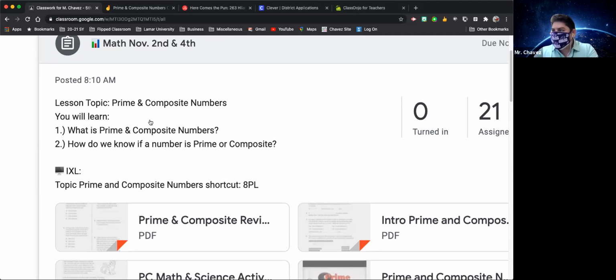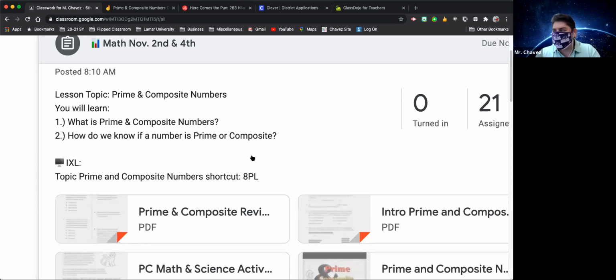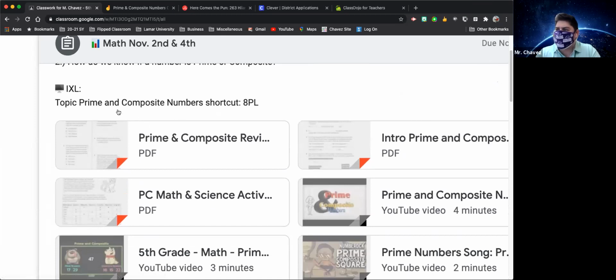But anyways, here's what you're going to learn about and what you guys found out in your scavenger hunt. What are prime and composite numbers? We just went over that. How do we know if a number is prime or composite? That's what we're going to learn right now. Here's part of your homework. On IXL, you're going to do prime and composite numbers, and there's the shortcut, 8PL.